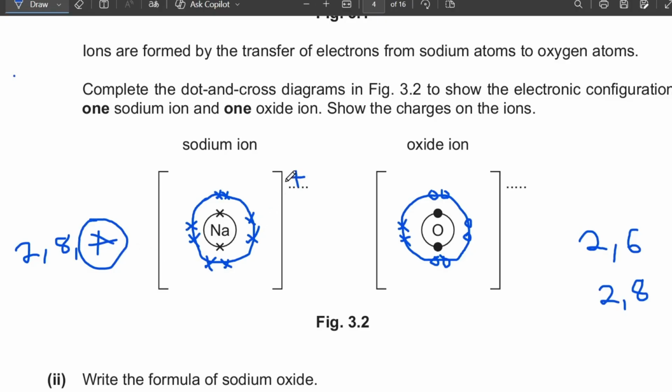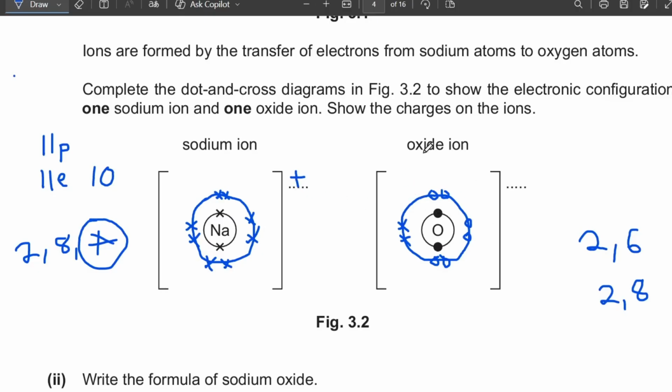And the reason why we are adding positive is because it means that sodium has more protons than electrons. Remember, the number of protons is 11. Initially, the number of electrons is also 11. After it loses 1 electron, the number of electrons becomes 10. So it has one more proton than electron, and that is why it is positive. The symbol for the charge of a proton is positive.